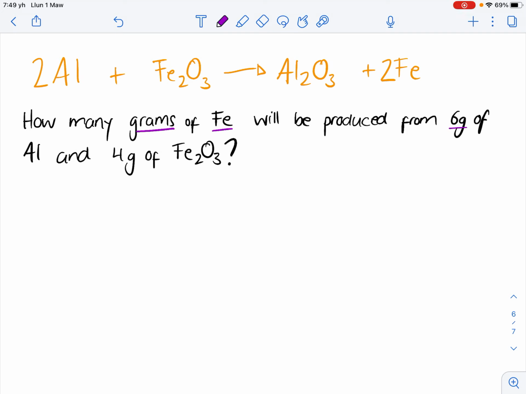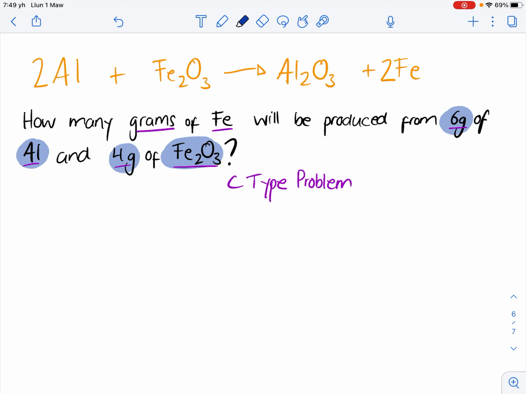The question asks how much can be produced from 6 grams of aluminium and 4 grams of iron oxide. My initial thoughts here are that this is a C-type problem, meaning that I've been given the mass of something, in this case the mass of aluminium and iron oxide, and I'm being asked to work out the mass of something else. What gives this away as a limiting reagent or limiting reaction type problem is that I've been given the mass of two different things: the mass of aluminium and the mass of iron oxide.